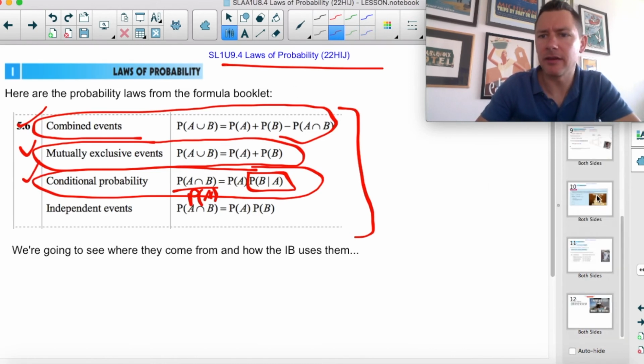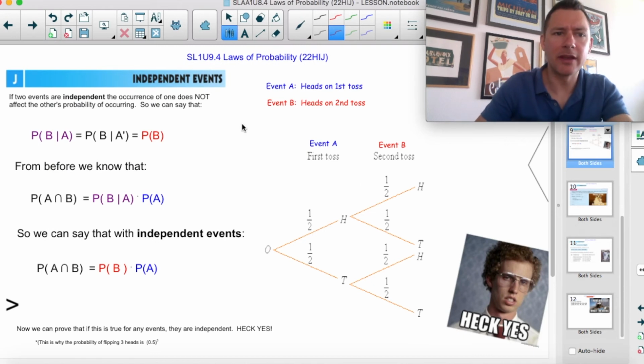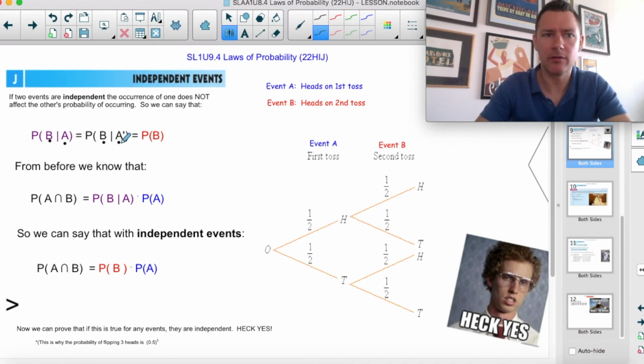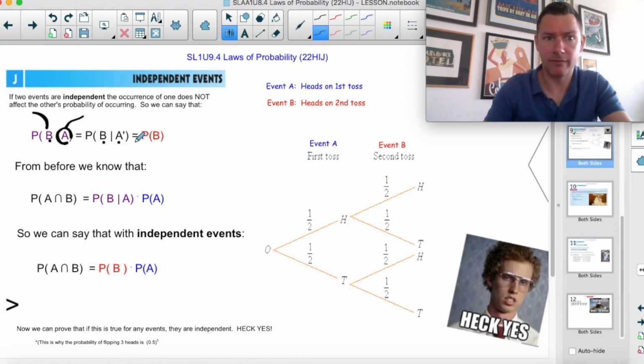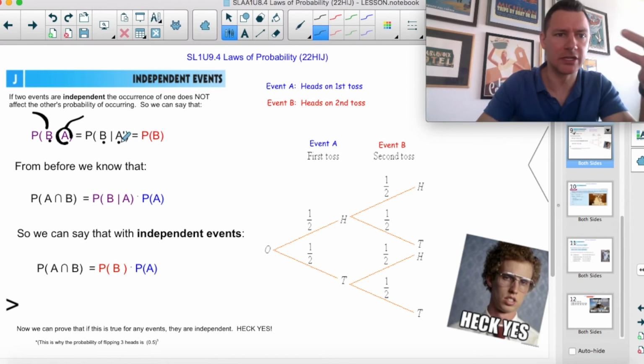Last one is independent events. And independent events look like this. If you take the probability of B given A, and that's the same probability as B given not A, then B doesn't care if A happened, right? Like flipping coin A and flipping coin B. Coin B doesn't care if coin A has flipped or not. They don't feel each other, some mysterious force.